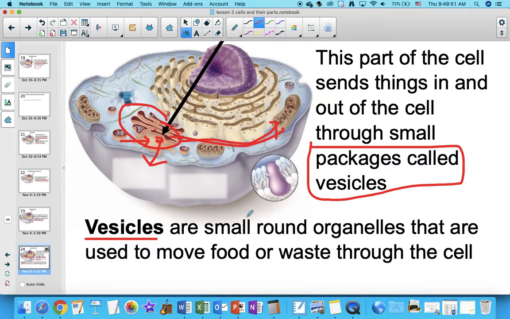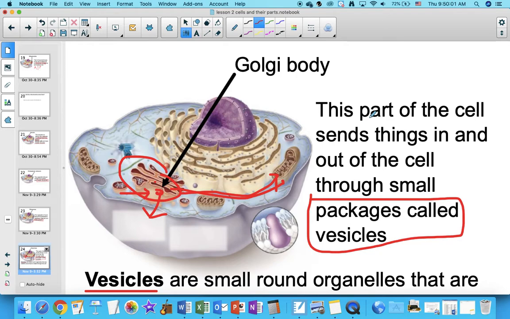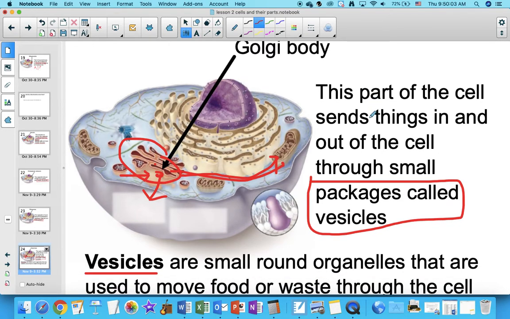So vesicles are small round organelles that are used to move food and waste throughout the cell. It's mainly made to move things throughout the cell. So the Golgi body collects and sends things throughout the cell in small packages called vesicles. That's probably the most complicated one, but other than that, these parts should be pretty easy because I've only given you 1 or 2 sentences for each one.